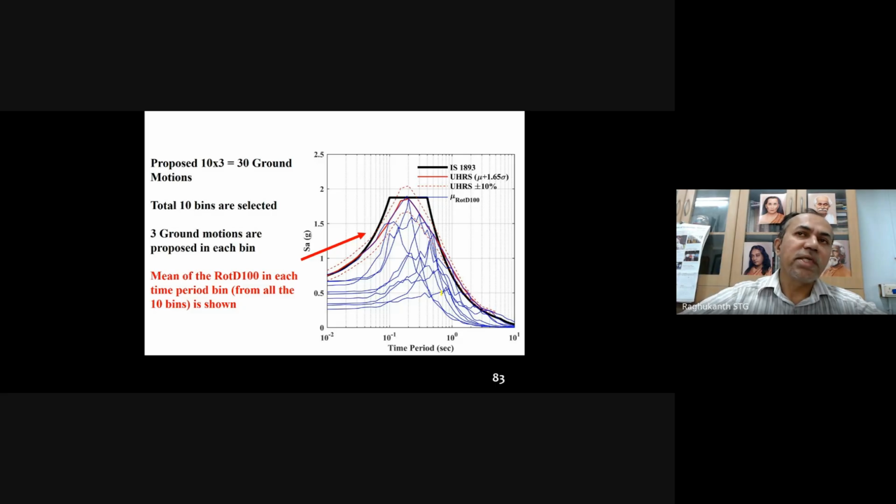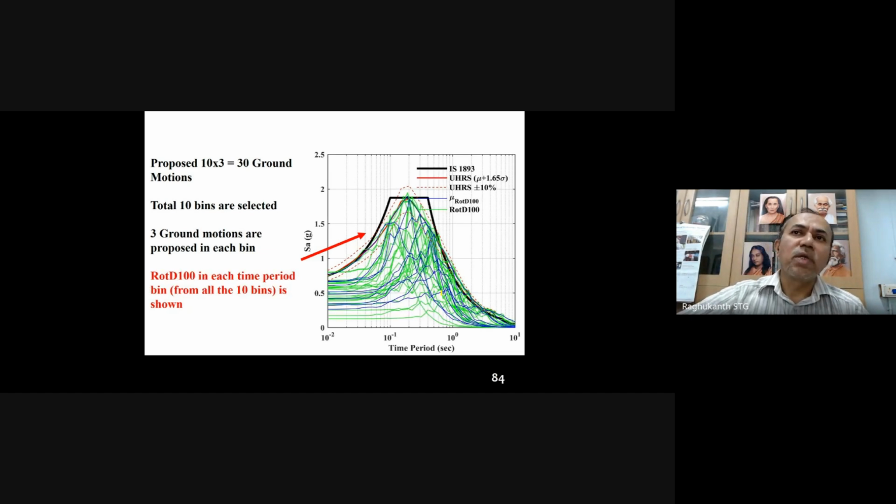So the entire procedure, these 30 ground motions are available on the BIS website. I think they have not yet put them up, so we are going to post them on the BIS website also, where you can download these 30 ground motions and use them to do the analysis. The performance and the seismic analysis of buildings, time history analysis, you can do with these numbers itself.